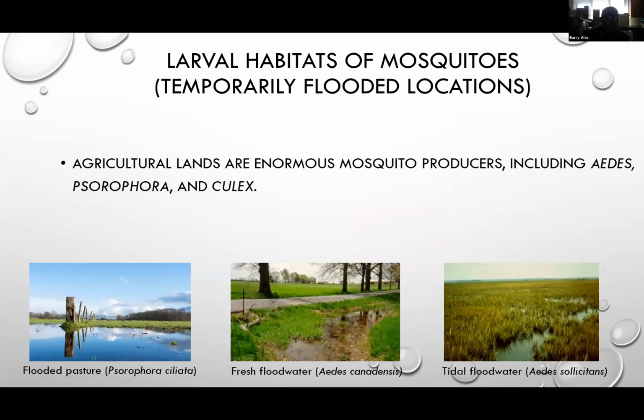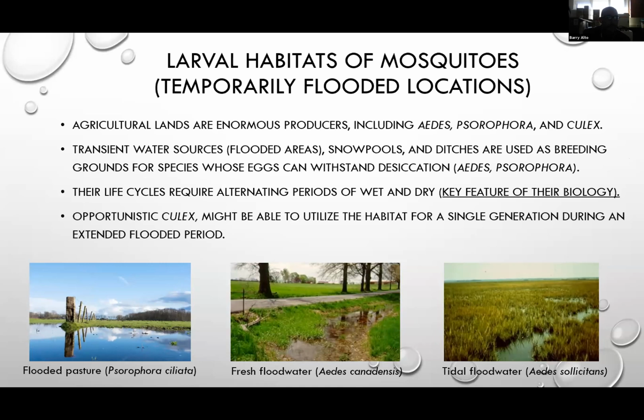So temporary flooded locations. These include flooded pastures, for example, Psorophora species, fresh flood water. Here's a ditch on the side of the road, as well as tidal floodwater, Aedes sollicitans. These agricultural lands are enormous mosquito producers, including Aedes, Psorophora, and Culex, being mainly these floodwater type mosquitoes. Transient water sources or flooded waters, snow pools, and ditches are used for the breeding grounds for these species.